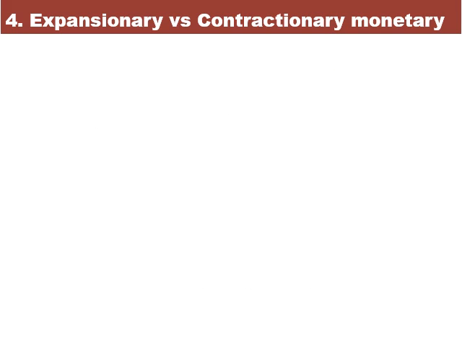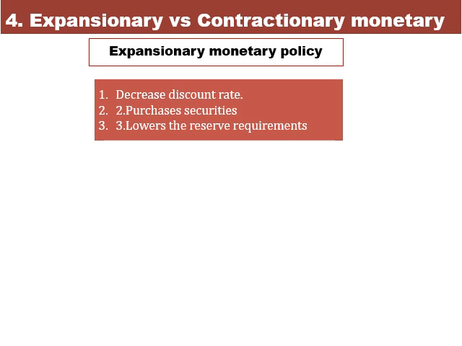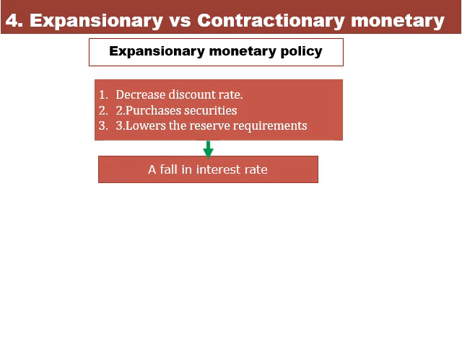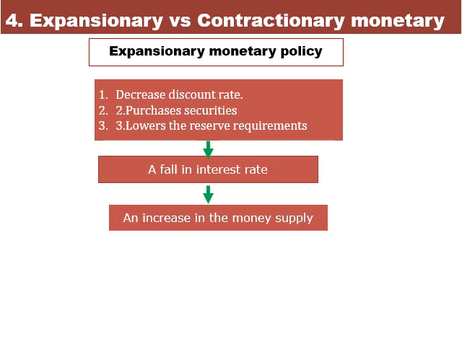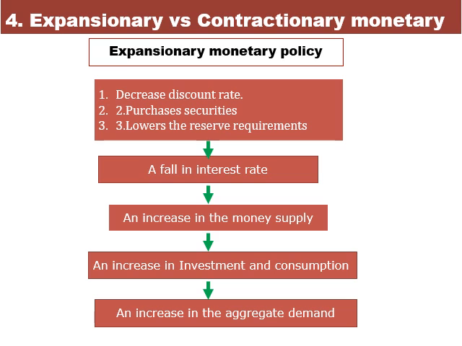So now let's summarize what happens when we have an expansionary monetary policy. In this case, the central bank will follow one or more of these procedures. It will decrease the discount rate, purchase securities, or lower the reserve requirements. All these procedures will lead to a fall in the interest rate, which will lead to an increase in the money supply, and we will have an increase in investment and consumption, which will lead at the end to a higher level of aggregate demand.